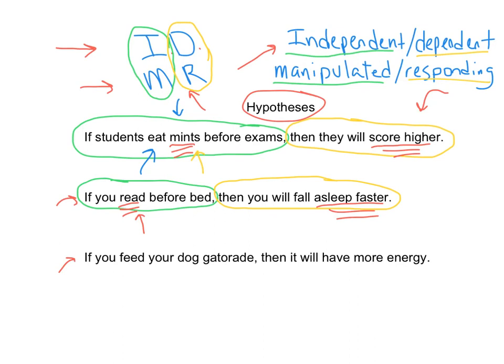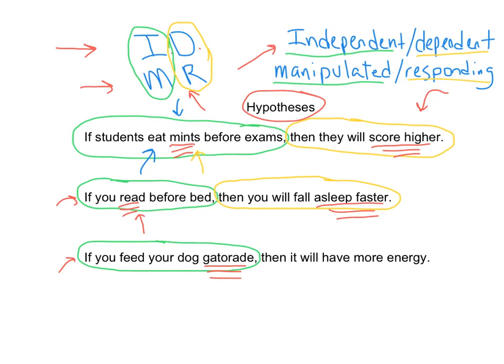All right, last one. If you feed your dog Gatorade, then it will have more energy. All right, first thing, tell me where is the independent or manipulated variable in the first part of that sentence? What are we testing? You are right. We are testing Gatorade. We're going to test Gatorade.